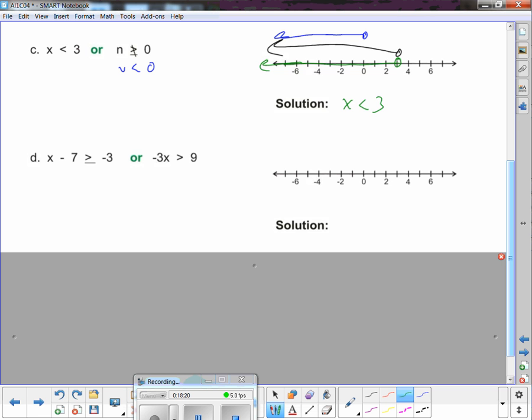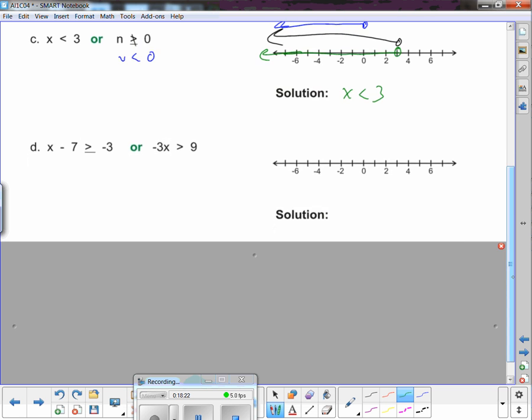Okay, let's see. For time's sake, let me boil these down. This one is going to be x greater than or equal to 4. And the second one is going to end up x less than -3. All right? X greater than or equal to 4, x less than -3. Go ahead and finish it out.